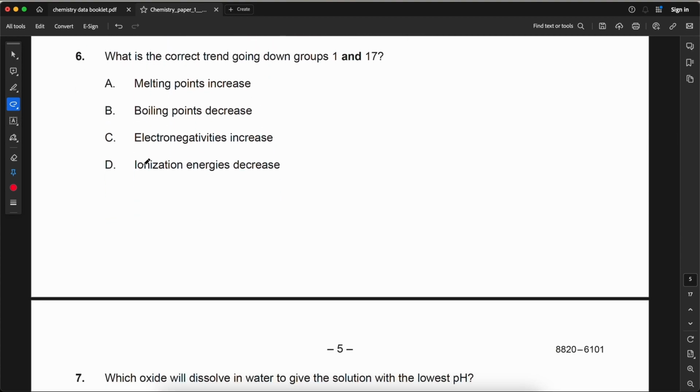What is the correct trend going down groups 1 and 17? When going down a group, number of electrons increases and number of shells also increases. So the attraction between valence electron and the nucleus decreases as the atomic radius gets bigger. So the electronegativity decreases. This also will cause the electron to be easy to remove. Therefore, ionization energy decreases.